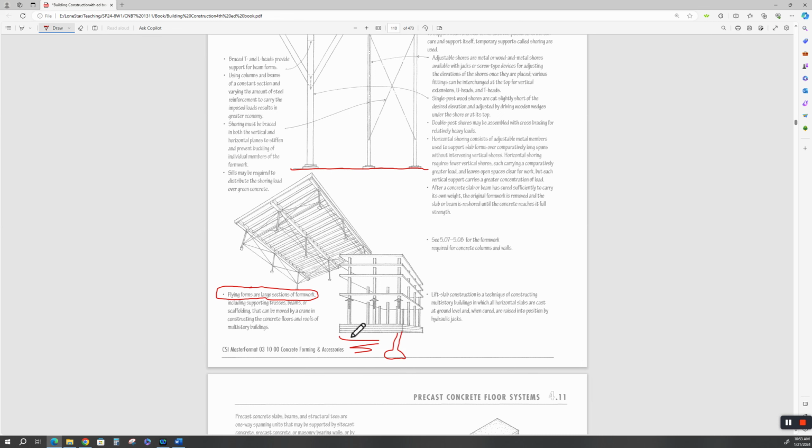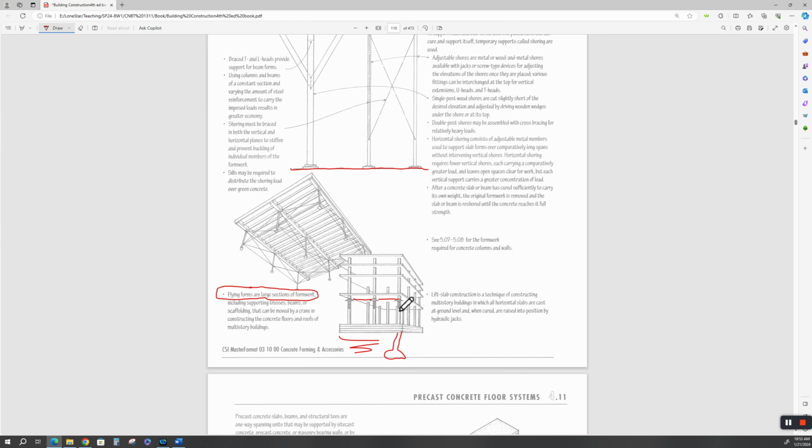Okay, all right. Well, your flying forms come in here, and here's your column base. So there may be one flying form on this side, and then there'll be another one over here, and they're picked up with a crane, and they're ferreted in and set up. And so this flying form will stay down here until this concrete reaches a minimum strength.